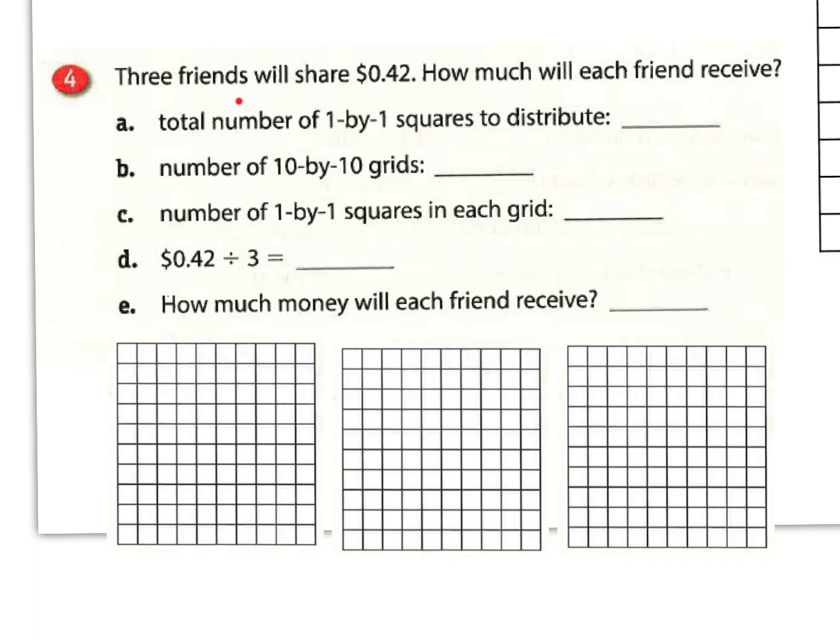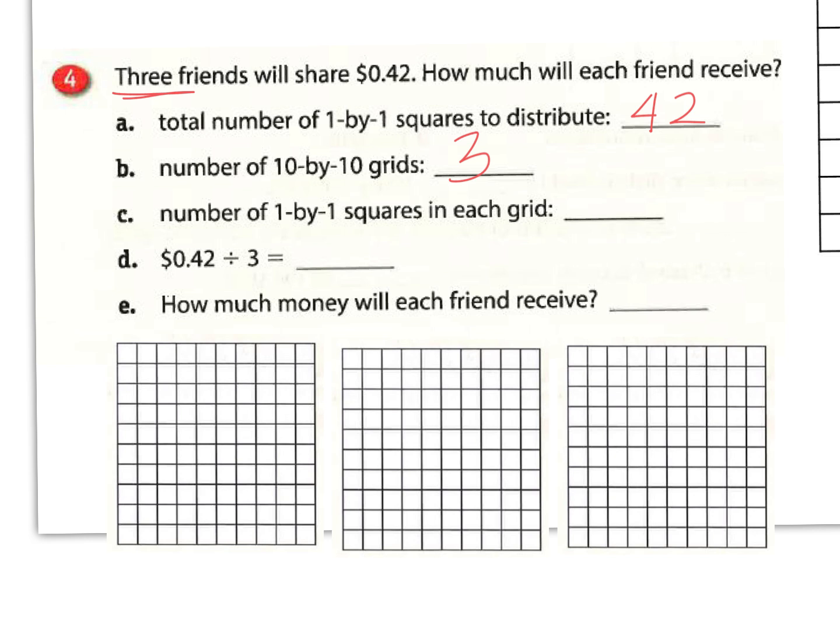Okay, this says 3 friends will share 42 cents. Not a lot of money, but that's okay. How much will each friend receive? So the total number of 1 by 1 squares to distribute. We got to distribute 42 squares because that's 42 out of 100. And so how many 10 by 10 grids do we need? Well, there are 3 friends, so we have 3 grids, and you can see those grids down below.